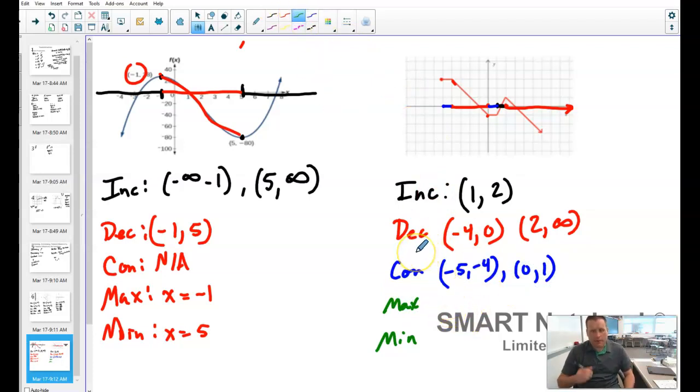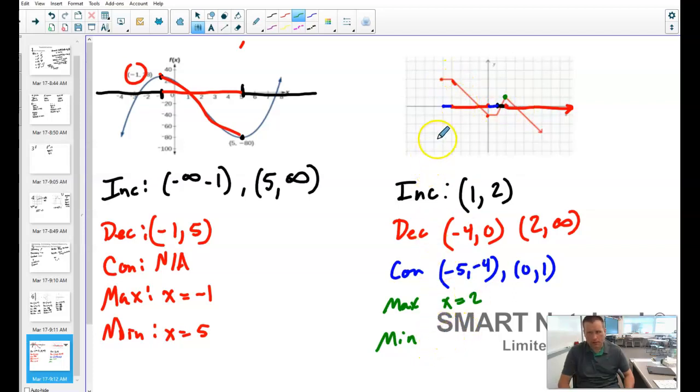Relative maximum, remember my definition, my relative maximum has to change from increasing to decreasing. There is one spot where it changes from increasing to decreasing. That is this point right here. And that is at 2, so we're just going to say at x equals 2. Guys, this point right here, this spot is not an increasing because it's from constant to decreasing. It has to go from increased to decreased, not the other way.